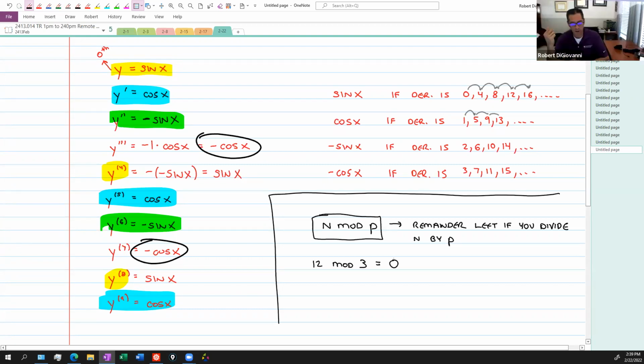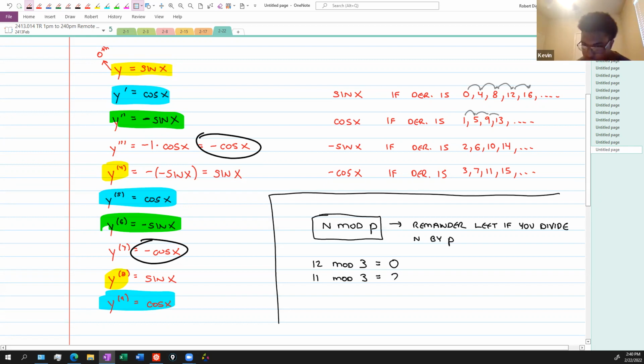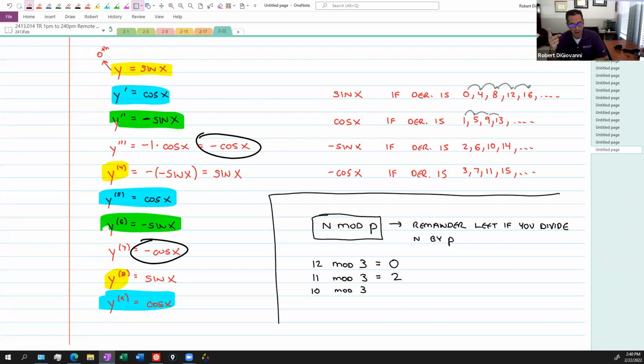There's no remainder. But if I do 11 mod 3, how many times does 3 go into 11? 3 times, but you would have how much left over? 2. Okay, what would 10 mod 3 be? It would be 1, because 3 goes into 10 3 times with 1 left over. So it's the remainder that's left over. Does that make sense?